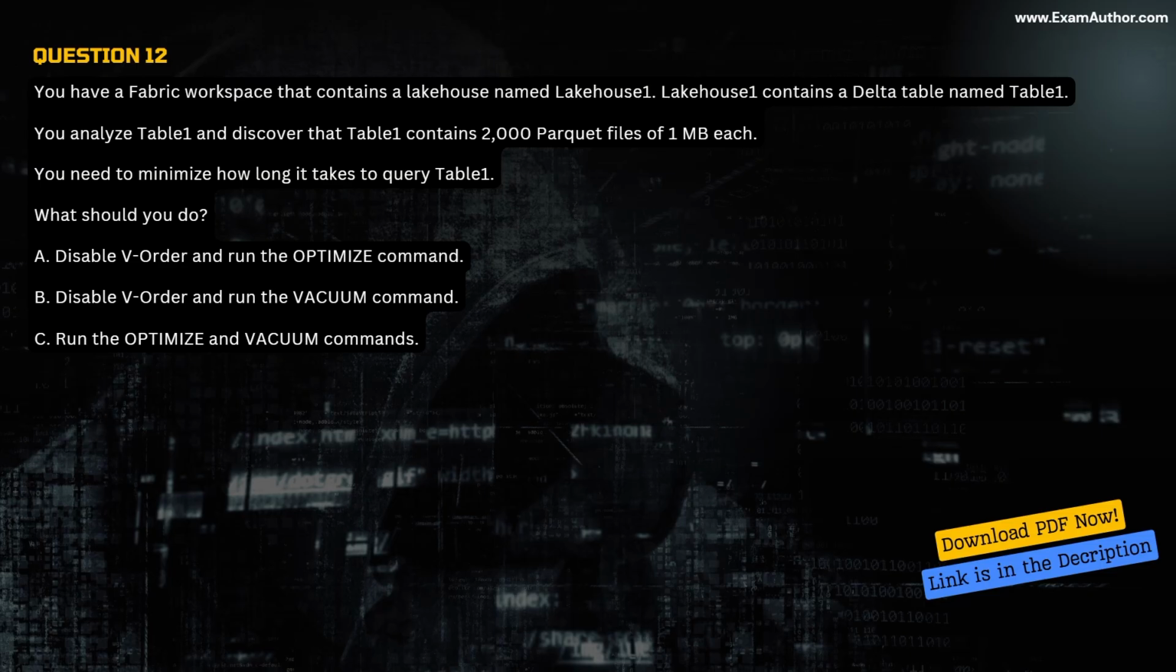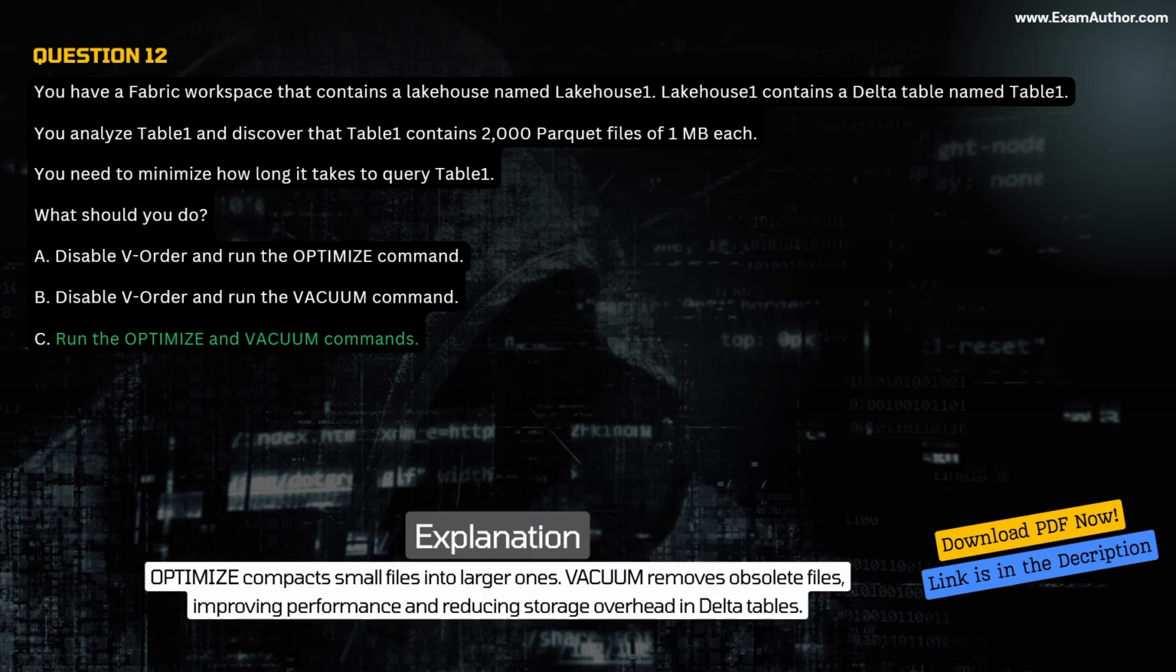Correct answer, C. Run the optimize and vacuum commands. Explanation. Optimize compacts small files into larger ones. Vacuum removes obsolete files, improving performance and reducing storage overhead in Delta tables.